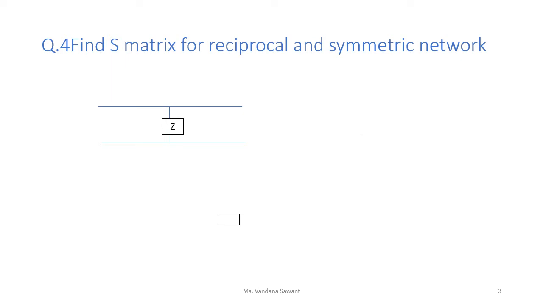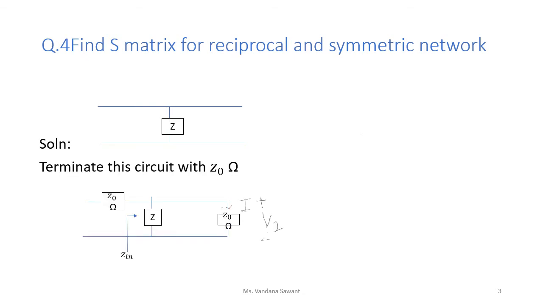So if we want to find out S parameter for this network, then the first rule is that we have to terminate this network in the input side and output side with a proper terminating impedance. So here we are using a terminating impedance equal to Z0 and we are terminating this network. After using this, we can draw the network like this. That is, here we use a terminating impedance Z0 and here we also use the terminating impedance Z0.